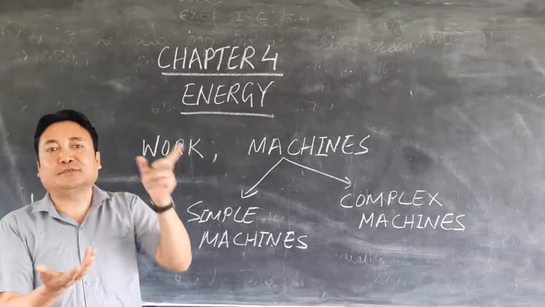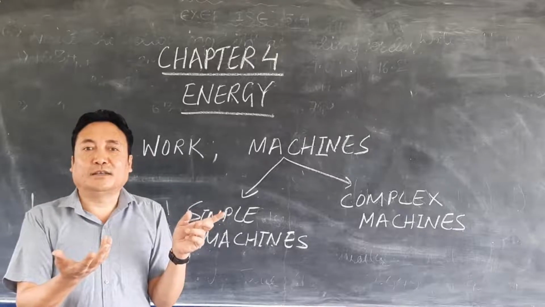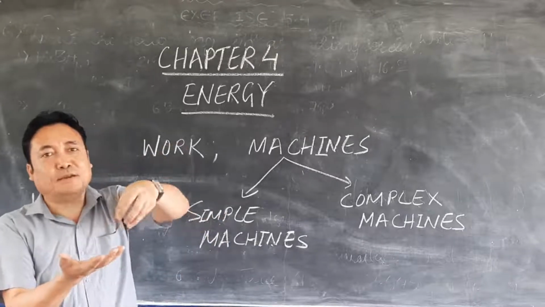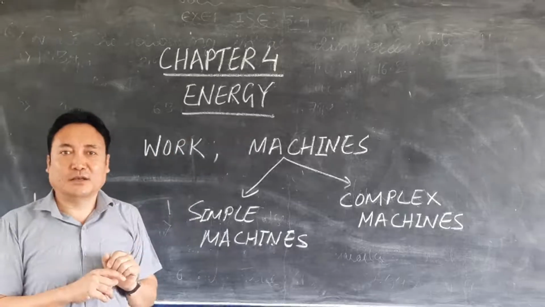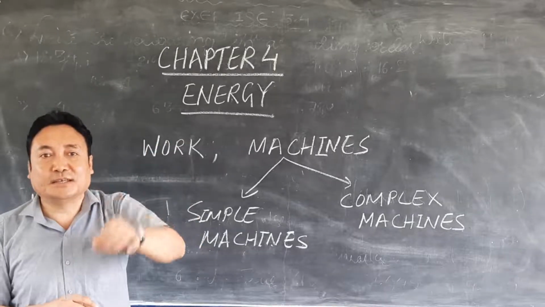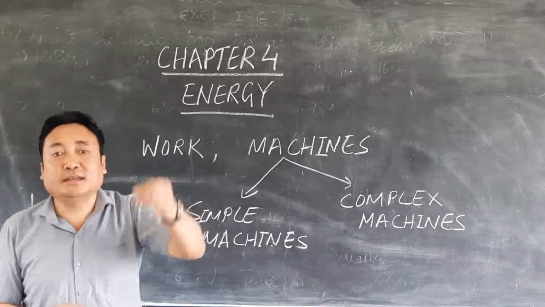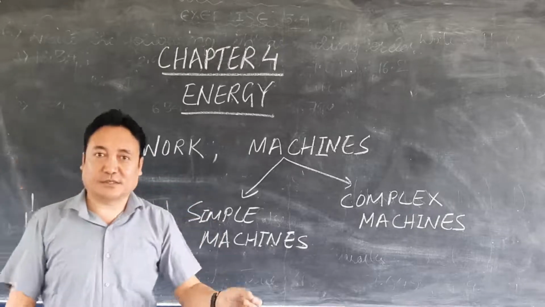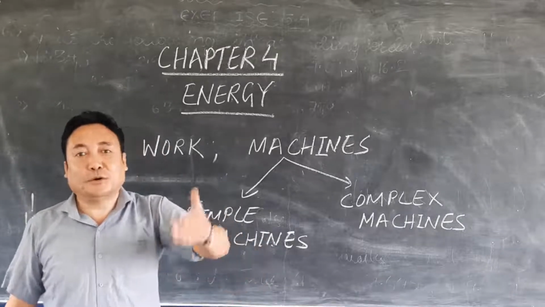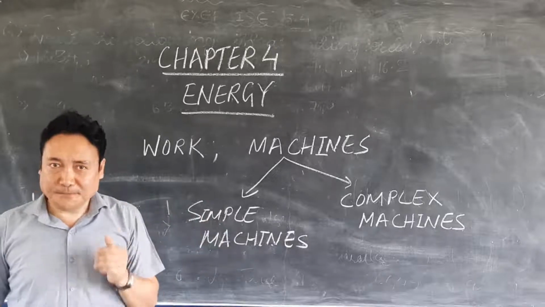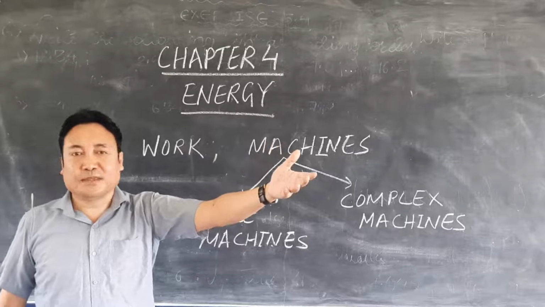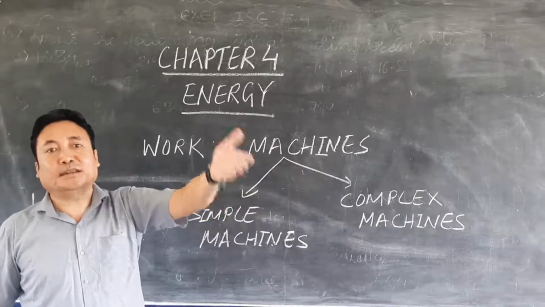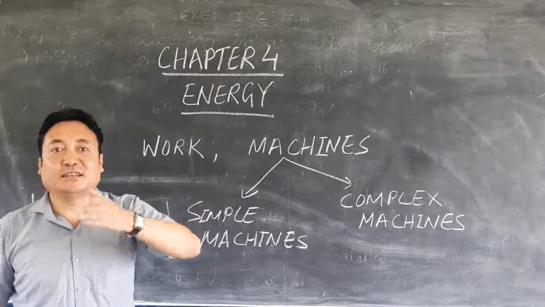By applying less force, they can do a huge amount of work. That means the force applied on that machine is less, and the machine will do a large amount of work. Therefore, a simple machine is a mechanical device which increases the size of the force or changes the direction of the force. Either it can increase the size of the force, or that simple machine can change the direction.